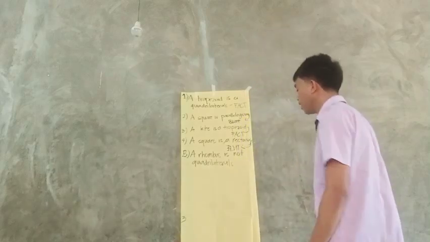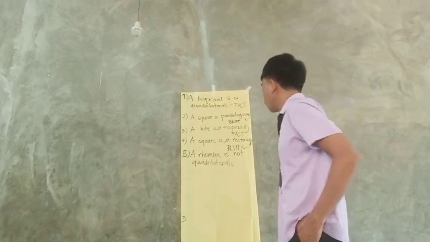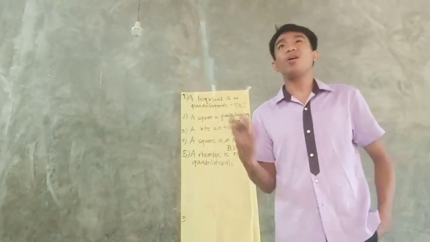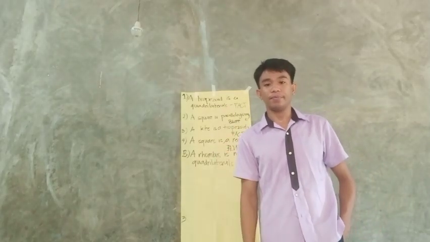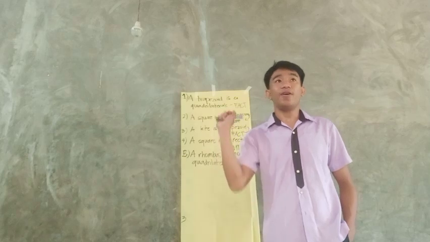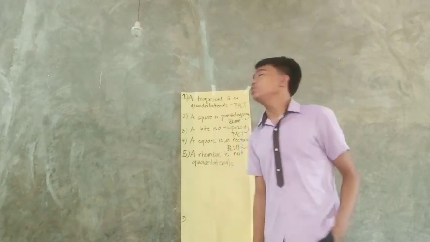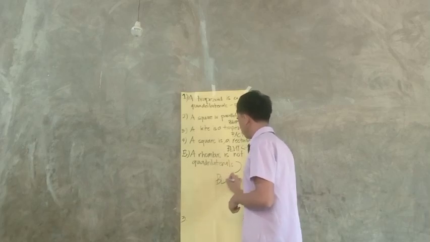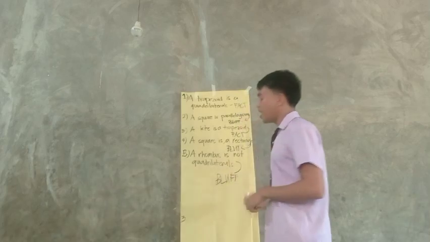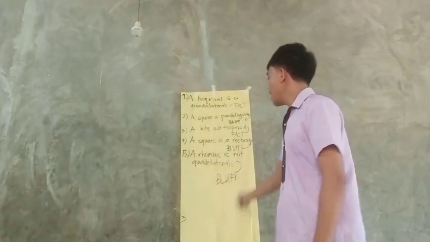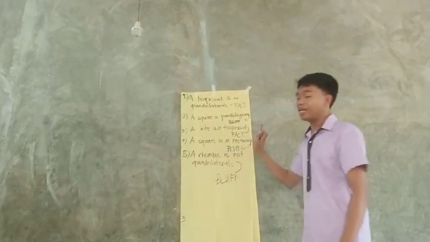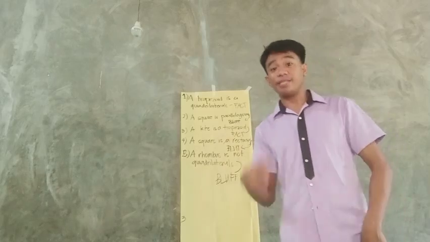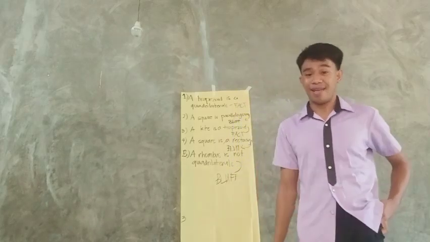Now, for the last number, it says here that a rhombus is not a quadrilateral. So is it a fact or a bluff? Okay, who wants to answer? Okay, Jenica. Very good, Jenica. It is a bluff. As you can see here, it says that a rhombus is not a quadrilateral, but a rhombus is a kind of quadrilateral.